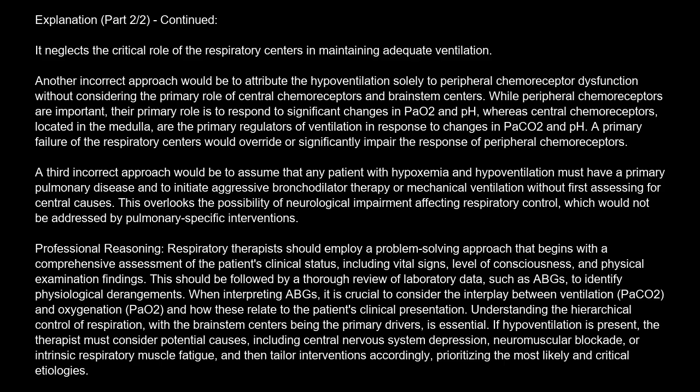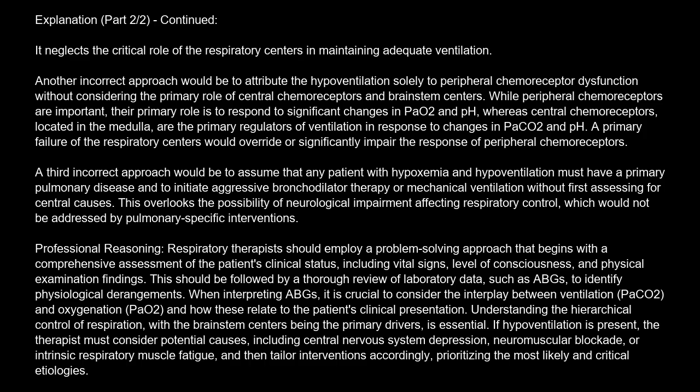It neglects the critical role of the respiratory centers in maintaining adequate ventilation. Another incorrect approach would be to attribute the hypoventilation solely to peripheral chemoreceptor dysfunction, without considering the primary role of central chemoreceptors and brainstem centers. While peripheral chemoreceptors are important, their primary role is to respond to significant changes in PaO2 and pH, whereas central chemoreceptors, located in the medulla, are the primary regulators of ventilation in response to changes in PaCO2 and pH. A primary failure of the respiratory centers would override or significantly impair the response of peripheral chemoreceptors.